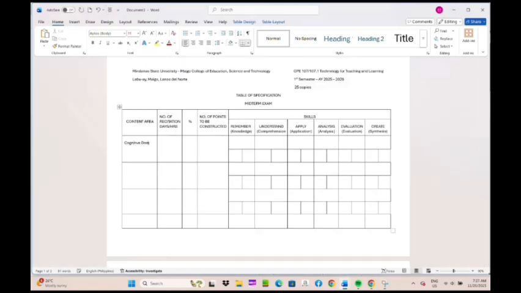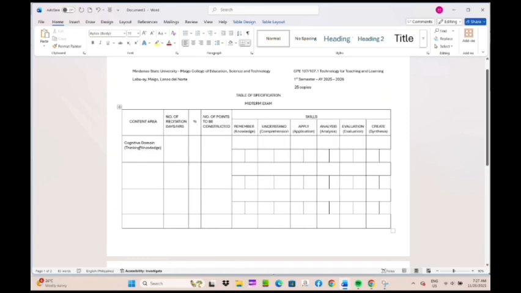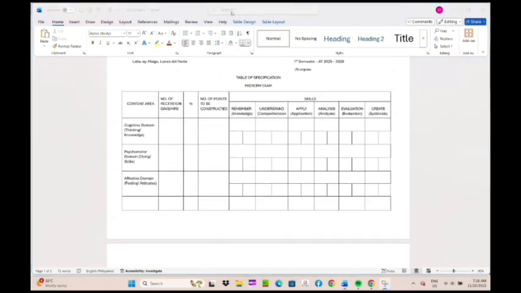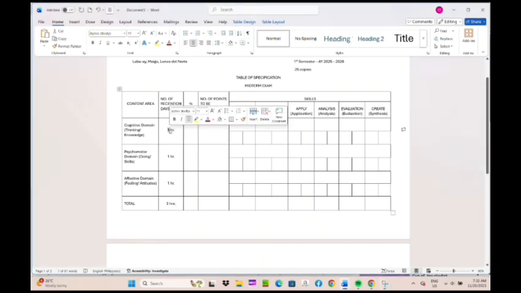And then for the content area, we have the topic about the cognitive domain or thinking, knowledge. Second, the psychomotor domain or doing, or skills. And then the affective domain, which is more on feelings and attitude. For the content, we assign the days or hours of recitation or discussing the topic. Then after that, we get the total number of hours of recitation.